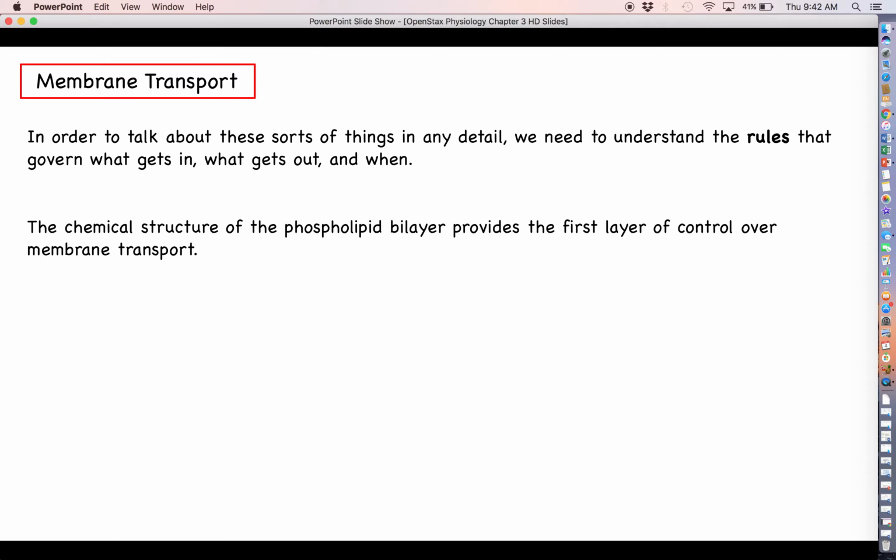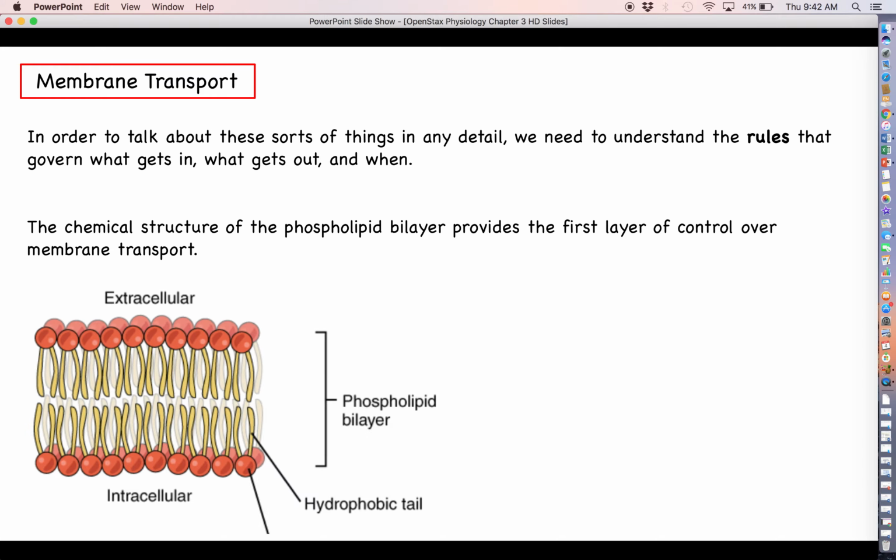So our first clue in telling us what these rules are going to be is the actual chemical nature of the phospholipid bilayer. That's really going to give us our first layer of control in determining what sorts of things can move and what sorts of things cannot. So here's a reminder of what a phospholipid bilayer looks like. You will recall that these little red heads here are the phosphatidylcholine heads. They are very polar and therefore are hydrophilic.